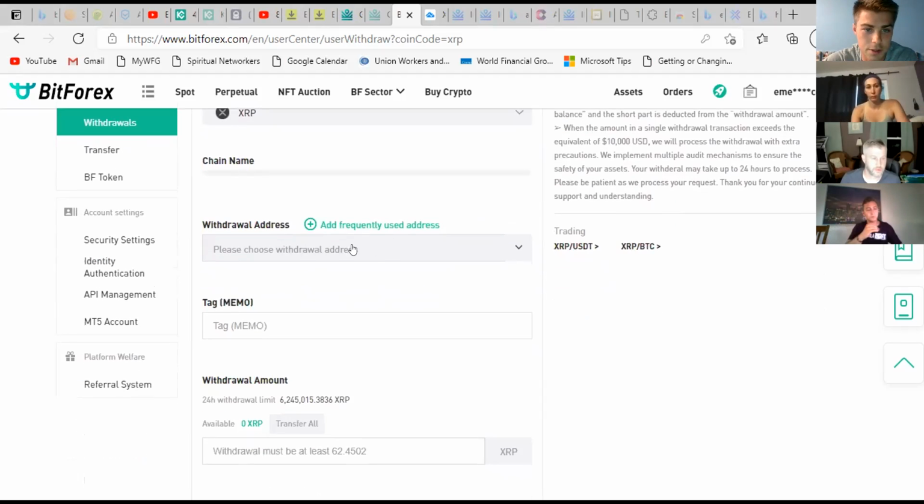So the wallet address is going to go right here. Do you want to send it to me? You want to send it to me on Telegram? Yeah, hold on a second.